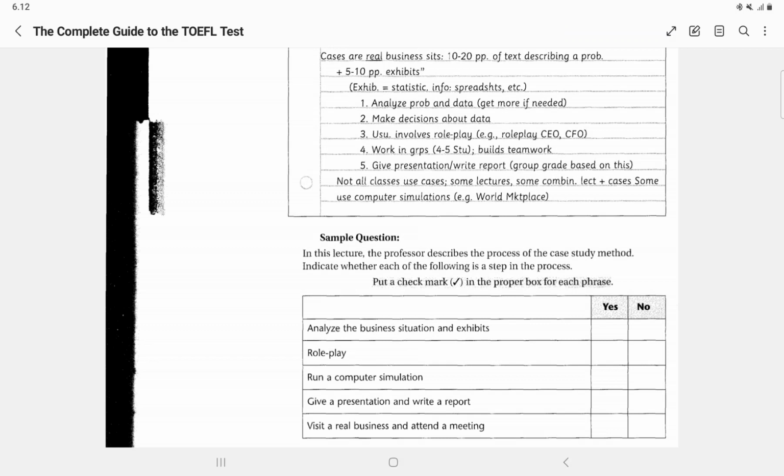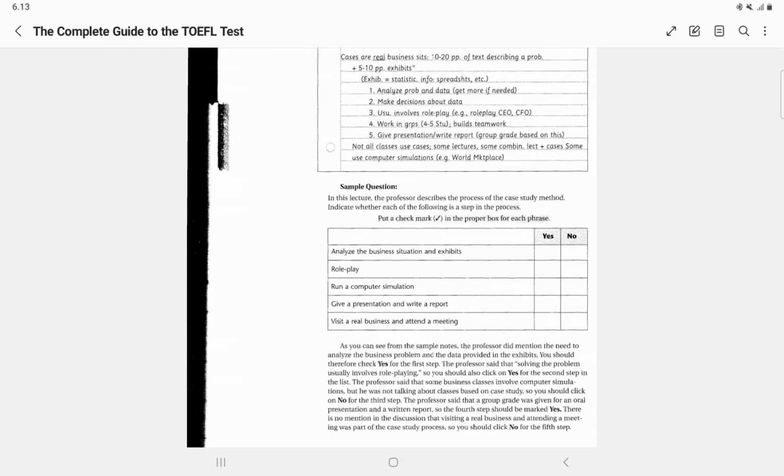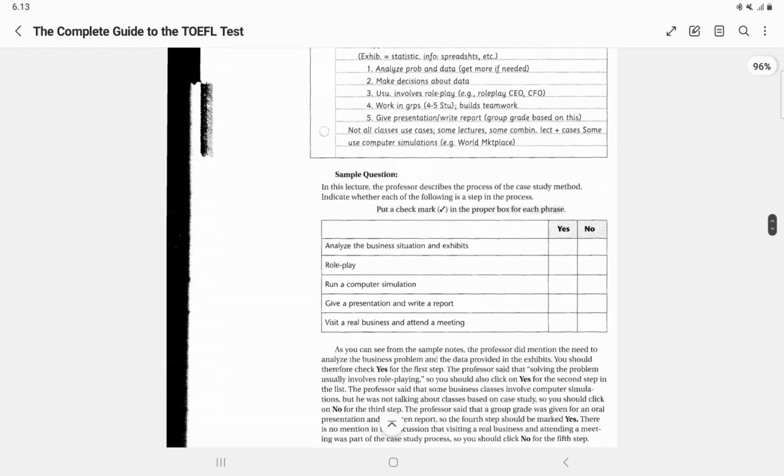In this lecture, the professor describes the process of the case study method. Indicate whether each of the following is a step in the process. As you can see from the sample notes, the professor did mention the need to analyze the business problem and the data provided in the exhibits. You should therefore check yes for the first step.